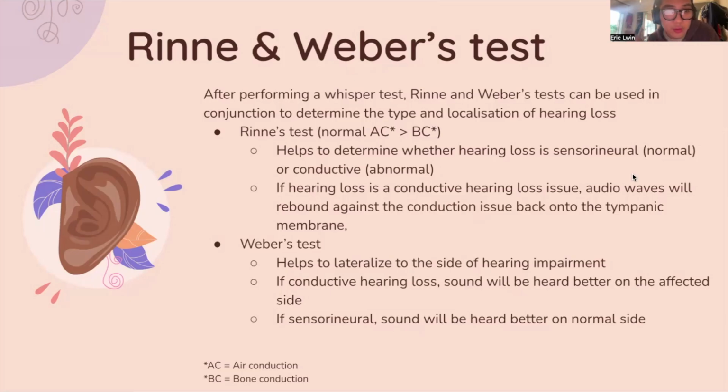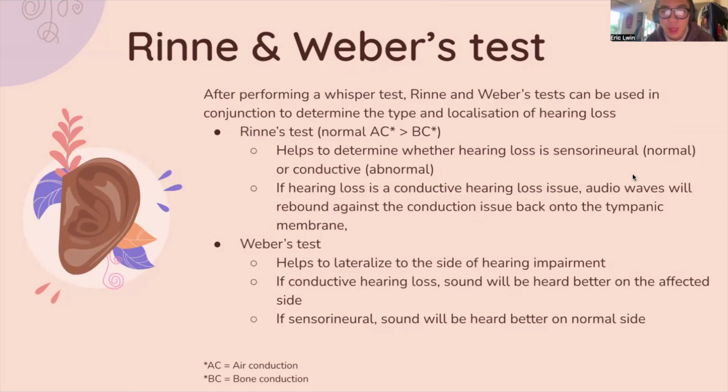So once you lift the fork off your mastoid, your patient won't be able to hear the ringing. And this is because in a conductive hearing loss, if there's an obstruction in the ear canal and the sound waves are trying to reach from the outside, they won't be able to, as much as if you place it on the mastoid, the sound waves will, the way I like to think about it, rebound off the obstruction back onto the tympanic membrane. So it'll actually feel a bit louder.